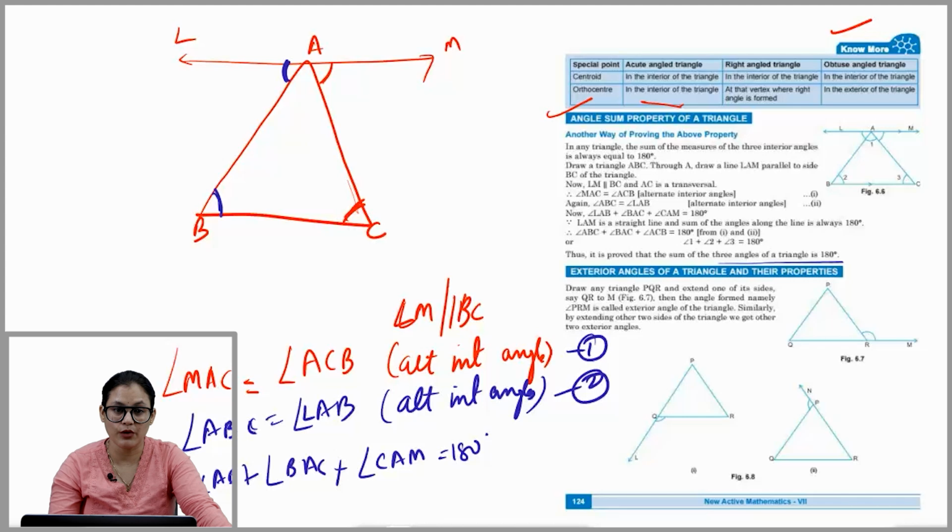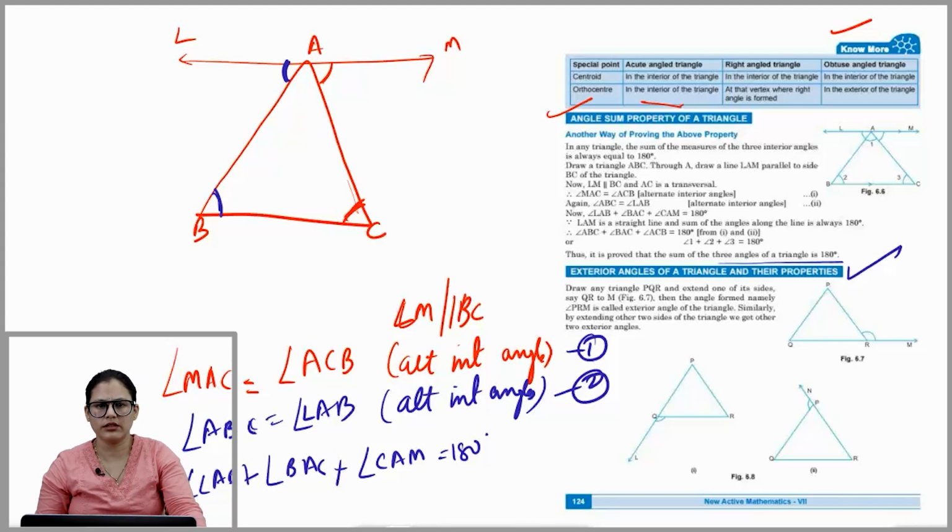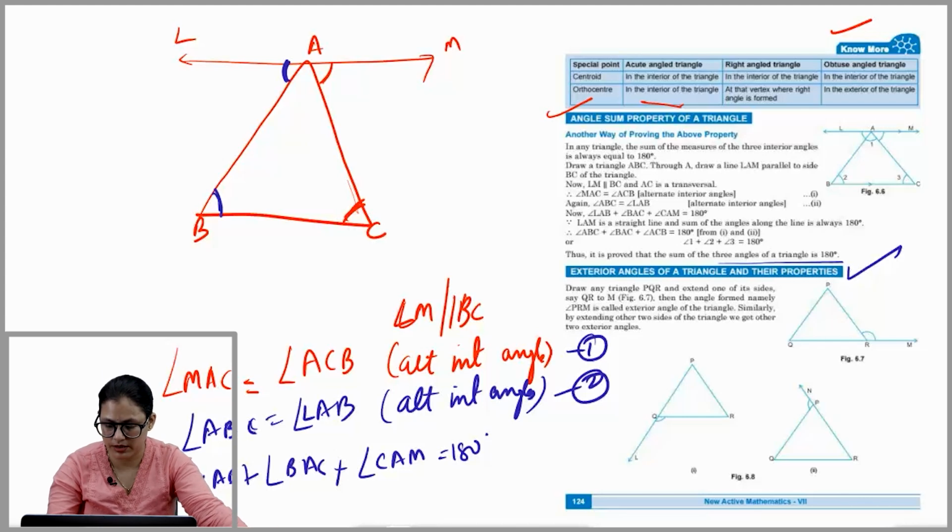Next, exterior angle of a triangle and their properties. Draw any triangle PQR and extend one of its sides. Here, this side has been extended, say QR to M. Then the angle formed, namely angle PRM, is called an exterior angle of the triangle. Similarly, by extending the other two sides of the triangle, we get the other two exterior angles. You can extend this side also, and this side also.